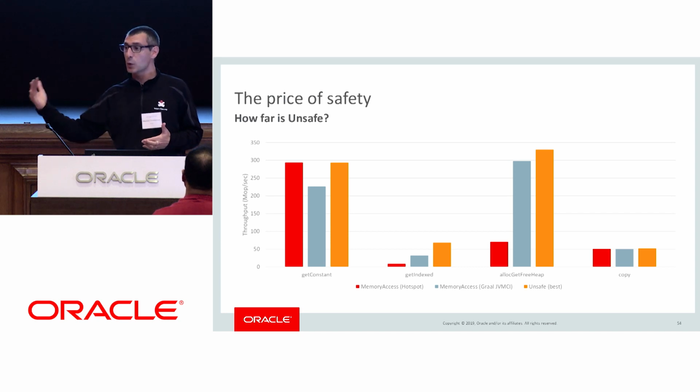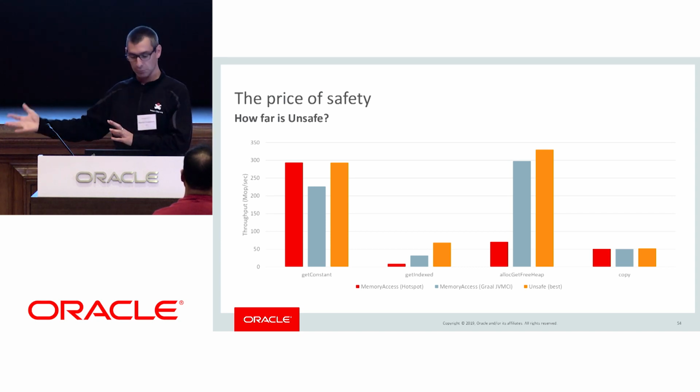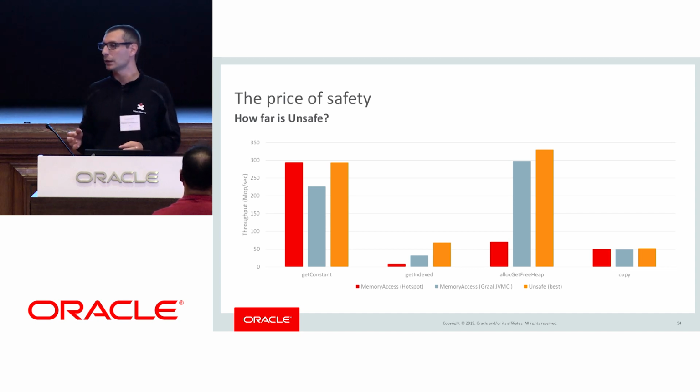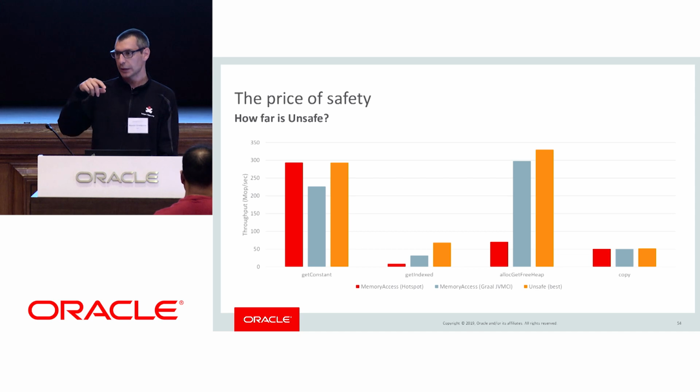For the last example, we have a copy, so copying a memory segment into another memory segment, and again, the bulk copy works very well. It's basically as good as a raw, unsafe raw copy. In the two middle benchmarks, the situation is a little bit more complex. In the third benchmark, the one on the right, we see that the performance gap between Graal and HotSpot is very big, it's very large.